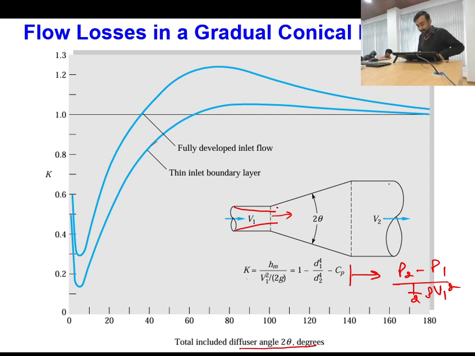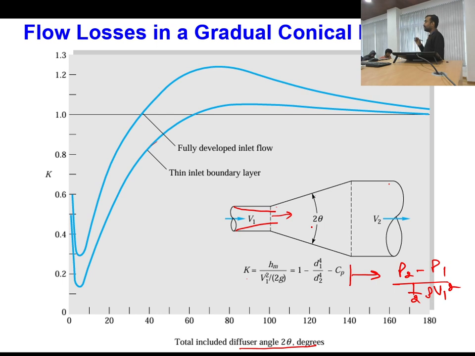So if you have recovery in the pressure, you cannot go for extremely large diffuser angles. If you go for extremely large diffuser angles, then because of the pressure recovery, other issues come up, like boundary layer separation, etc. These I will talk about in the subsequent papers. That's why the diffuser angle, this 2 theta, should not be very large. At the same time, 2 theta should also not be very, very small.